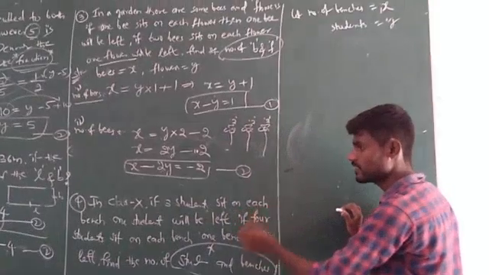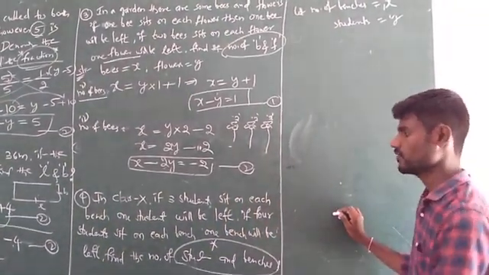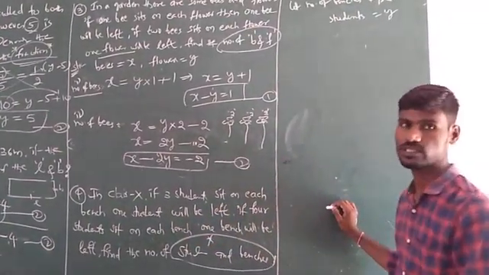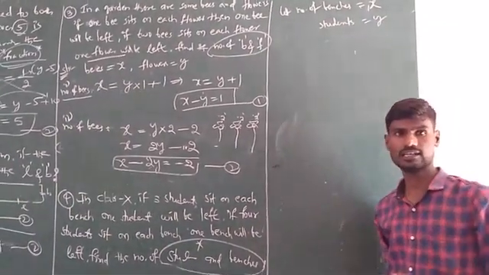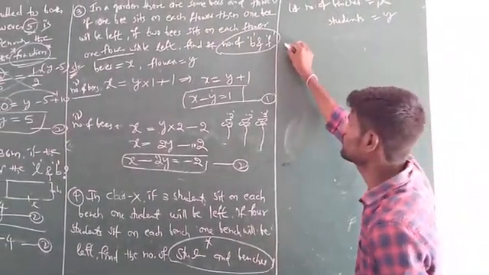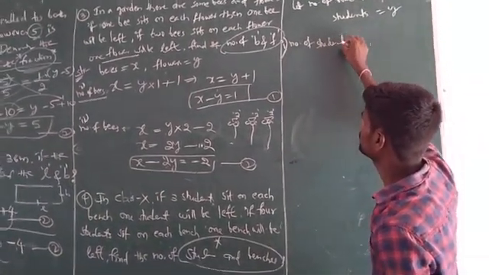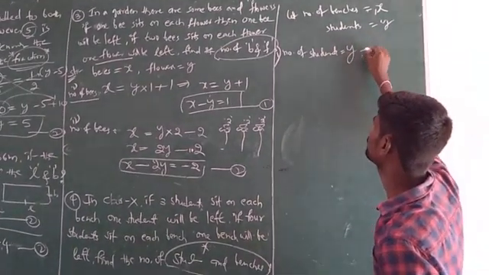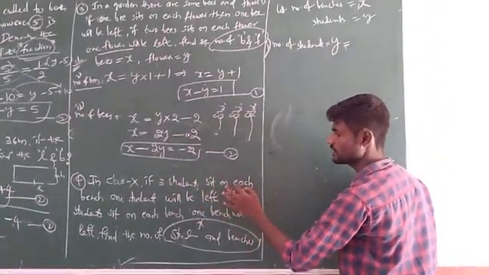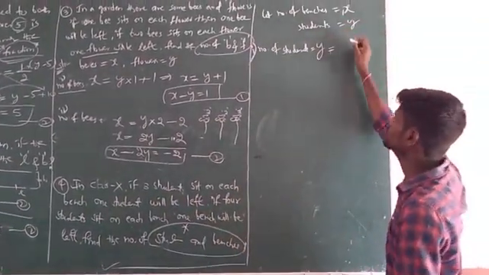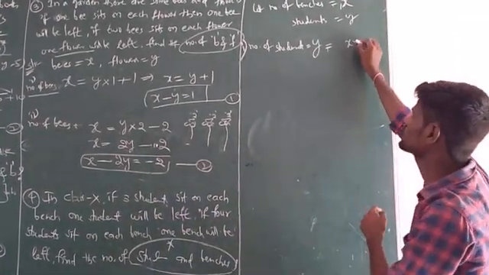If 3 students sit on each bench, see clearly, 3 students sit on each bench, one student will be left. See here, benches x, students y. Here also take the count with regard to students. So the number of students, first condition, number of students, we have taken with variable y. So concentrate on students. 3 students sit on each bench. Bench is nothing but x. On each bench how many students? 3. So x benches into 3.